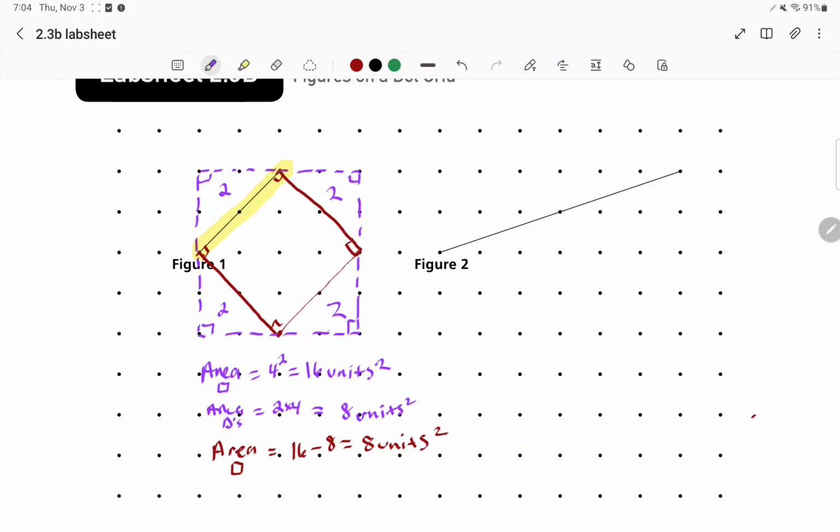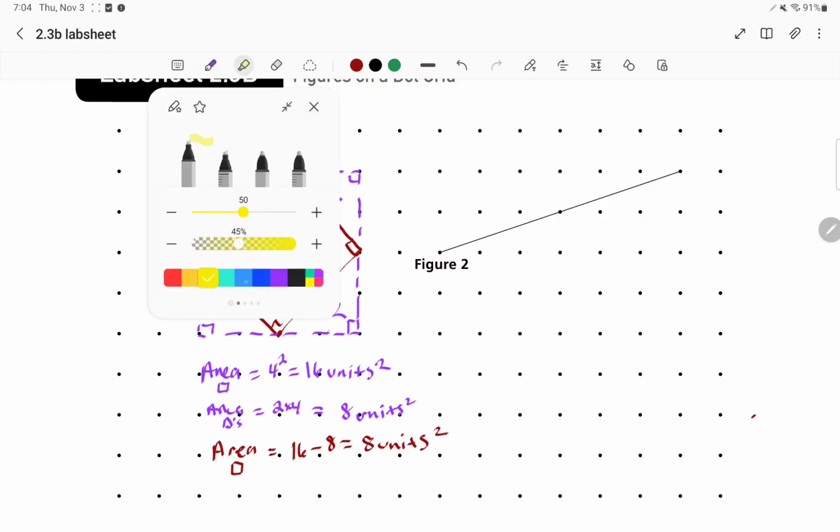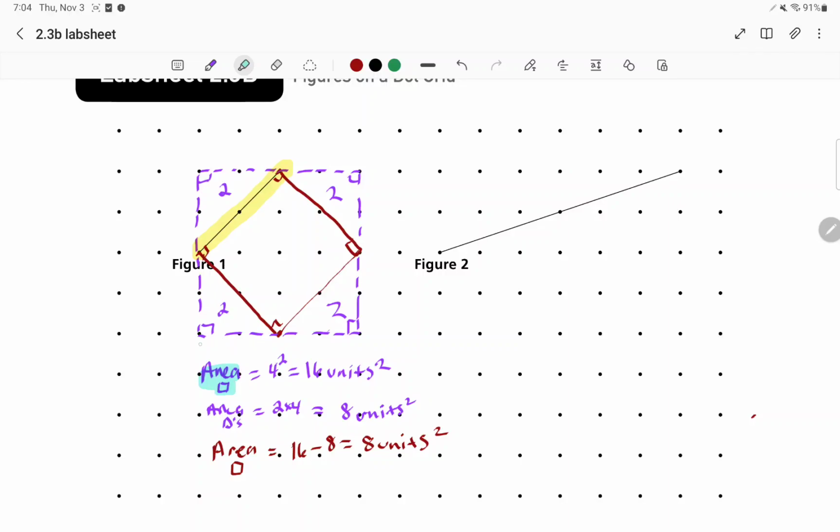So let's see how you did. You find the area of the big square, that's this one. Each side is 1, 2, 3, 4, so the area is 4 squared. Then your big square has an area of 16 square units.